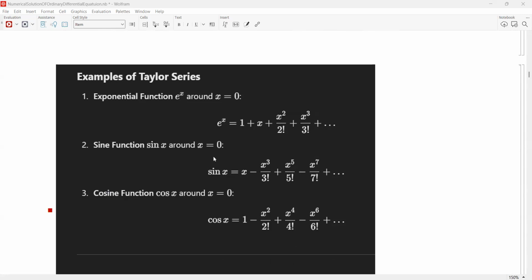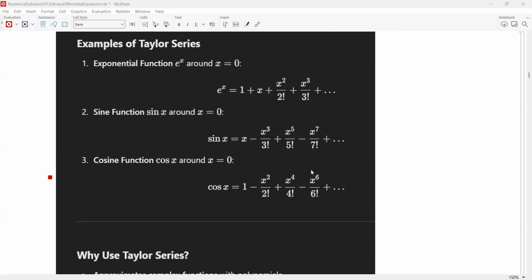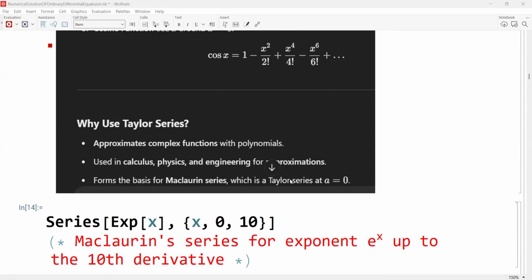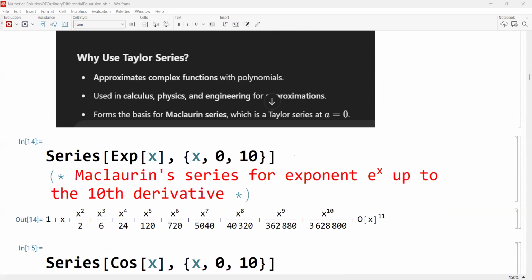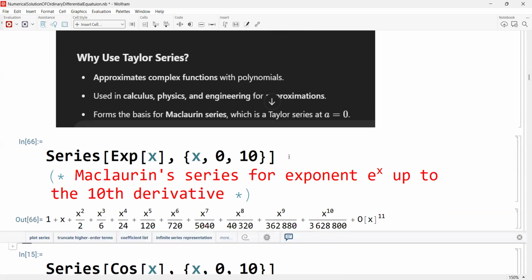Now the sine function, sine of x around x equal to 0. This is the Maclaurin series. So this is for sine x, and the cosine of x around x equal to 0. So we have it. So why use Taylor series? It approximates complex functions with polynomials, used in calculus, physics, and engineering for approximations. It forms the basis for the Maclaurin series, which is a Taylor series at a equal to 0. Okay, so we have the series expansion at x equal to 0 here, a equal to 0.